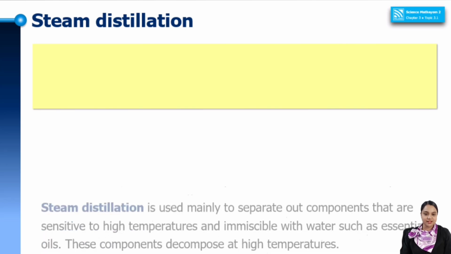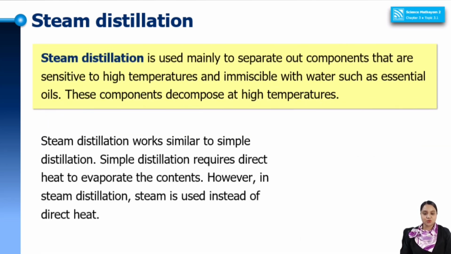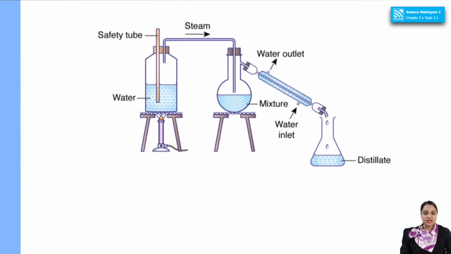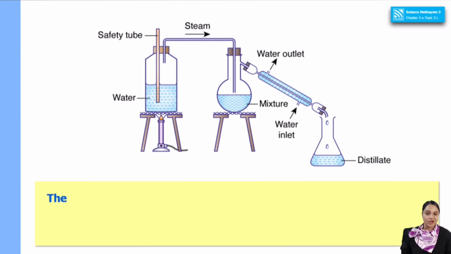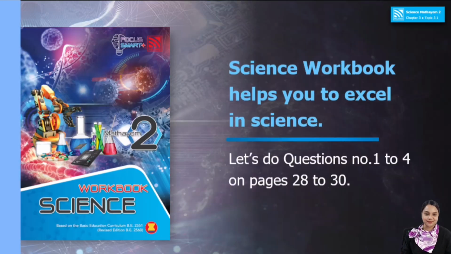We have here the last method, which is steam distillation. This is used to separate substances that are damaged by high temperatures, such as essential oils. Steam is used instead of direct heat. The steam carries the essential oil. The vapor is cooled and changes back into liquid. The oil and water separate, and the essential oil can be collected.